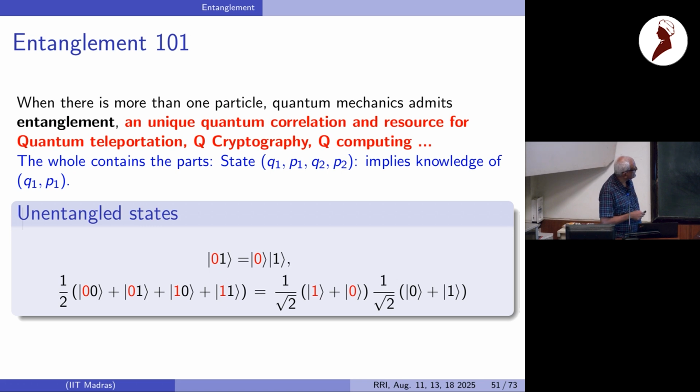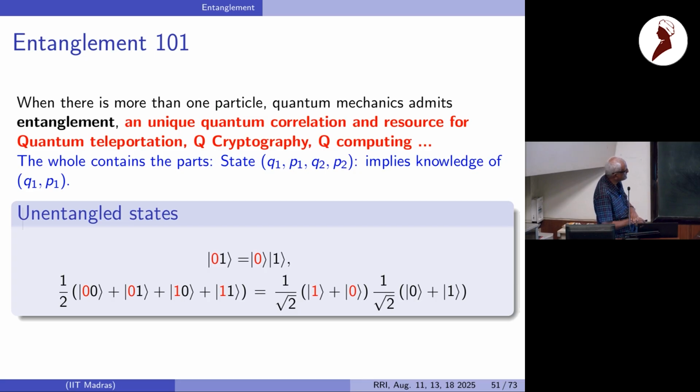And kind of philosophically, the whole contains the parts. That's how we think about it. If you give us the whole state, like a state of two particles, position and momentum of two particles, it implies the knowledge of single particles, Q1 and P1. This is not the case in quantum mechanics. In quantum mechanics, if you know the states of the constituent particles, Q1, P1 and Q2, P2, you know the state of the whole. But in quantum mechanics, this is not necessarily the case. Knowing the subsystem states does not give you the full state knowledge because of entanglement.